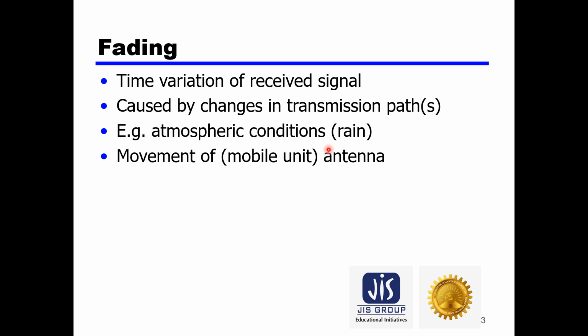Next is the movement of the mobile unit antenna. The movement of the mobile unit antenna is also a very important factor, because you may see, in the previous days and in an aeroplane or in fast-moving mobile units, it is very difficult to catch the signal at that unit.